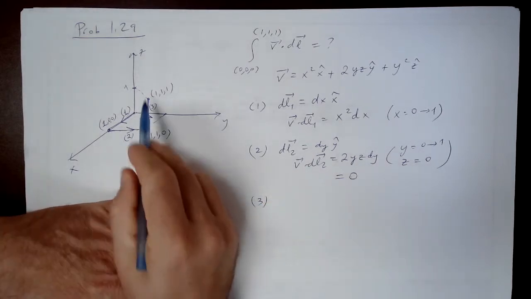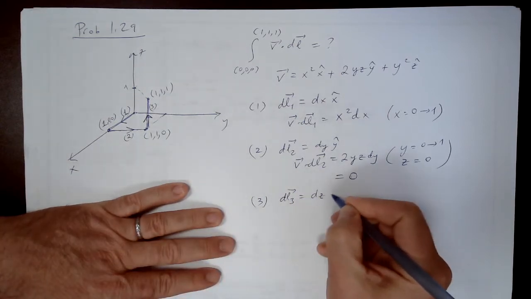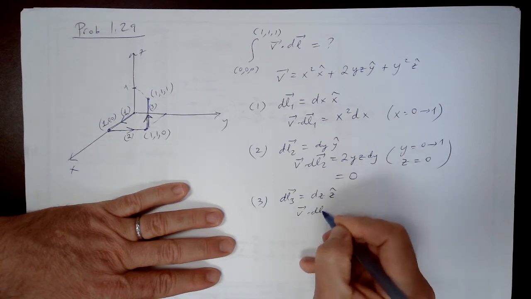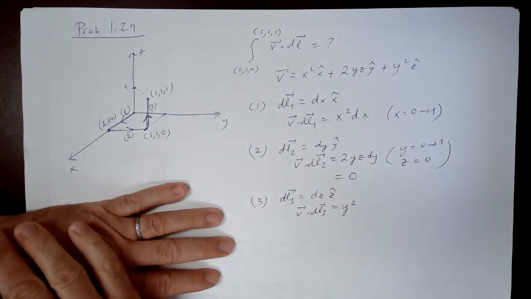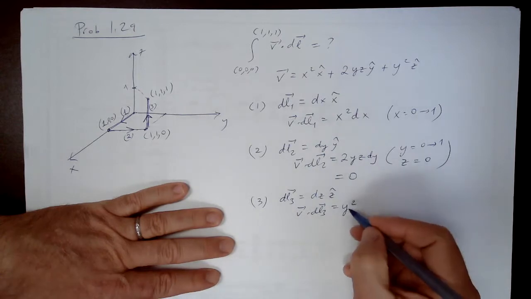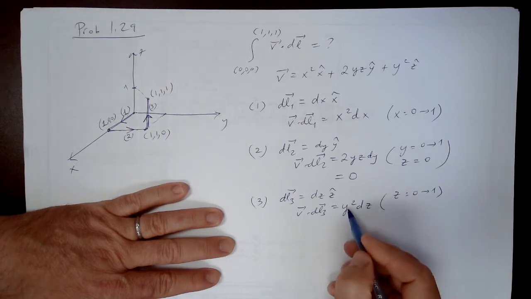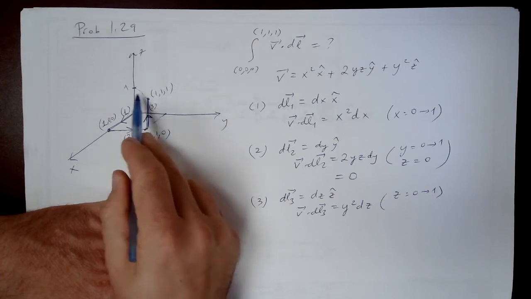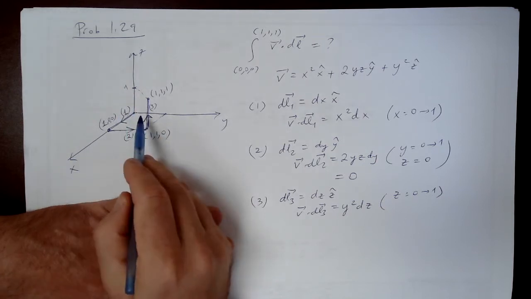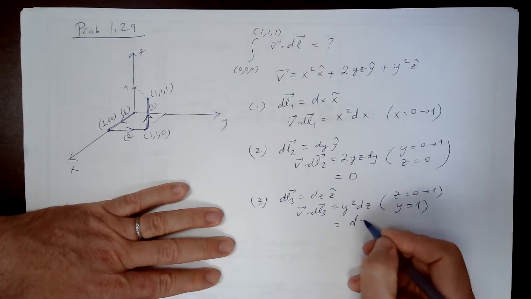Number 3, we are going now parallel to the z axis. So dl3 is dz z hat. So v dot dl3 is y squared dz. Now z goes from 0 to 1. And what is y equal to? Well, y is constant here, it's 1. We just go up, changing only the z variable. So y equals 1, and what you have here is just dz.